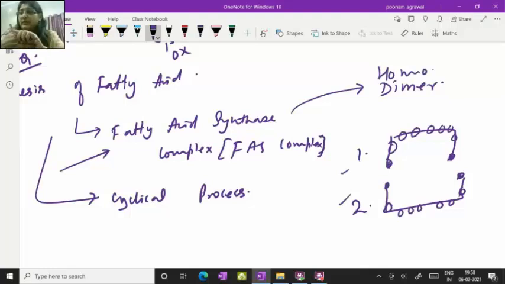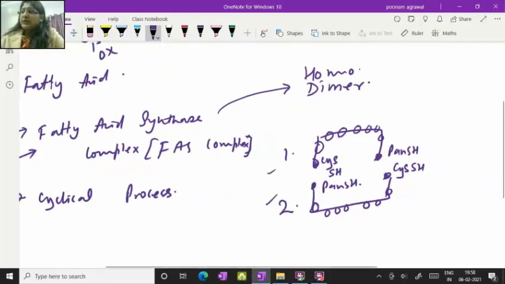FAS complex is a homodimer where the 2 units of enzymes are exactly the same. The only catchy point you should remember is that these 2 enzyme units are not arranged parallelly, rather they are arranged anti-parallelly. This domain is cysteine SH, and this is the other pantothenic acid site, which is going to be part and parcel of the active site. So this is how the FAS complex is arranged.